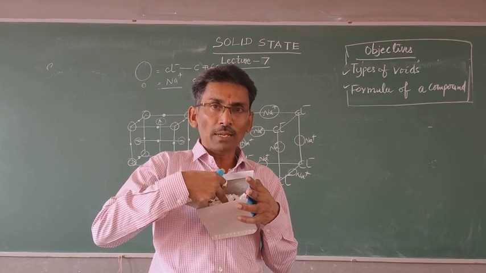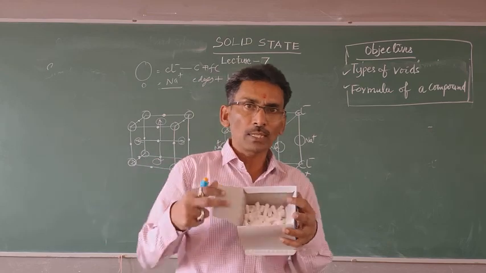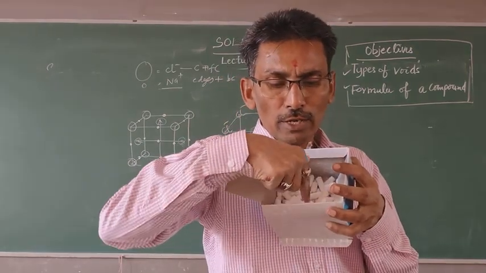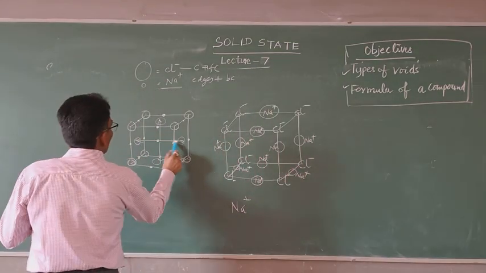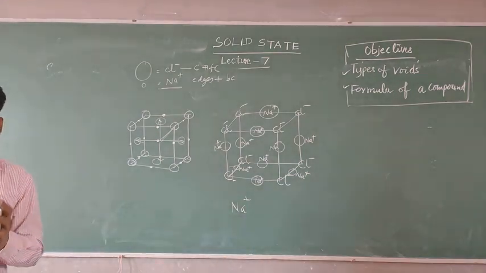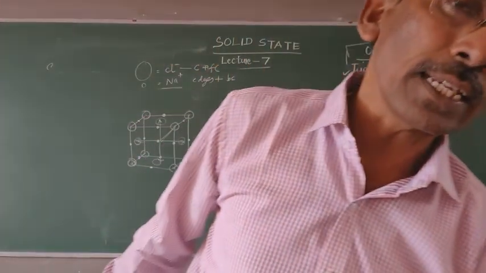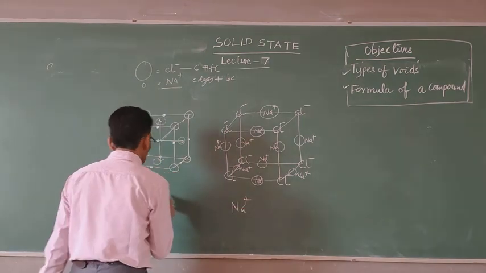So therefore, this Na plus is very near to this face, 6 faces. This NaCl is very near to the face rather than the corner. This NaCl is near to the face and far from the corner. Therefore, each Na plus ion is surrounded by a number of nearest neighbors.